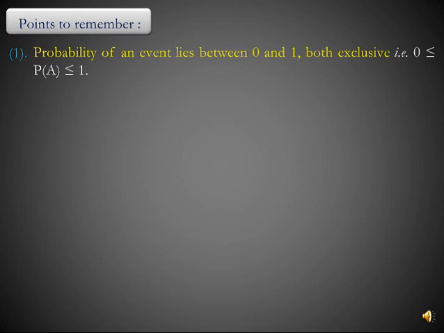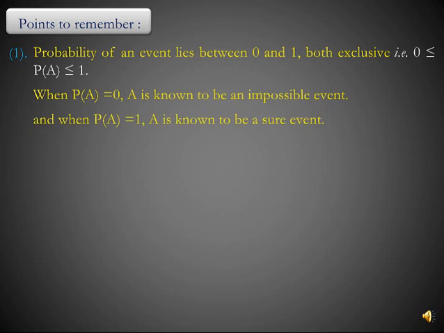Now some points to remember. First is probability of an event lies between 0 and 1. Means the value of probability will always be from 0 to 1, both inclusive. That is, it is greater than or equal to 0 and less than or equal to 1. And if the probability of an event is 0, it is known to be an impossible event because the probability of that event is 0, so it cannot come. And when the probability of any event is 1, it is known to be a sure event because the probability is 1, means that event should happen.